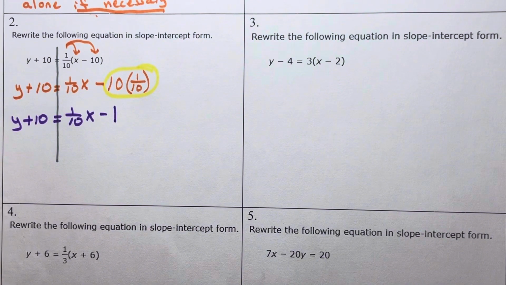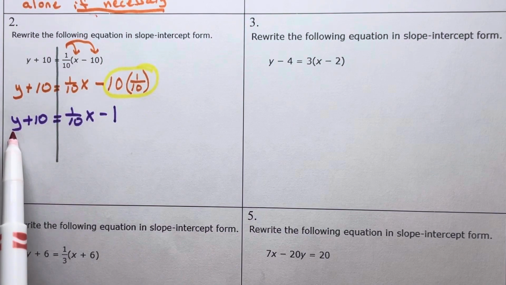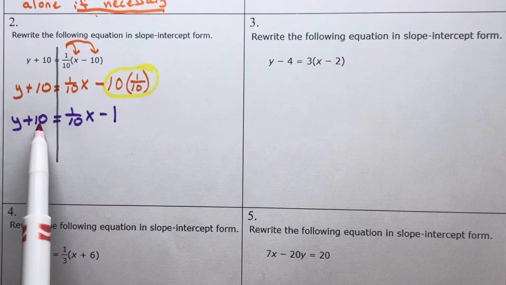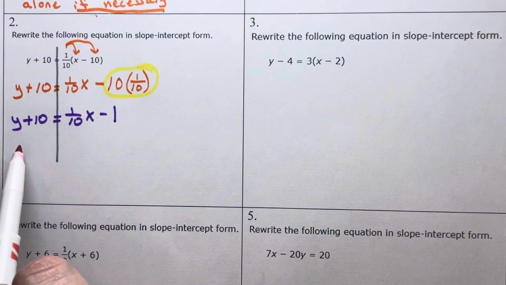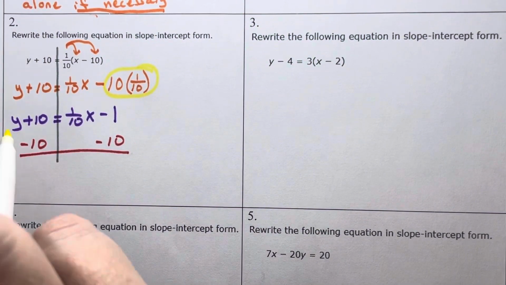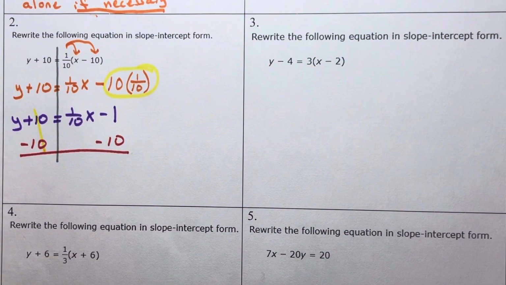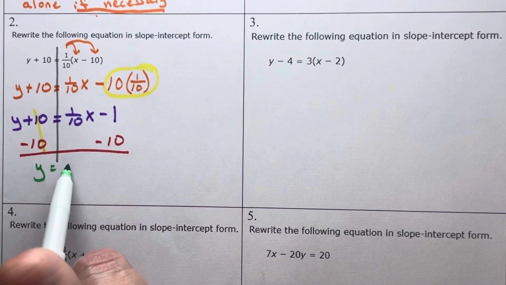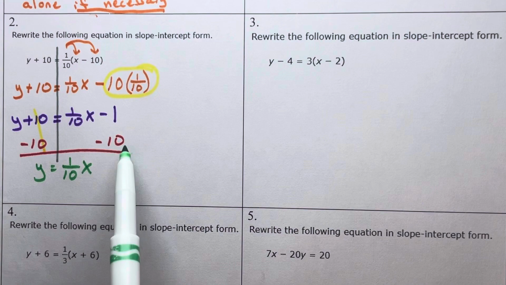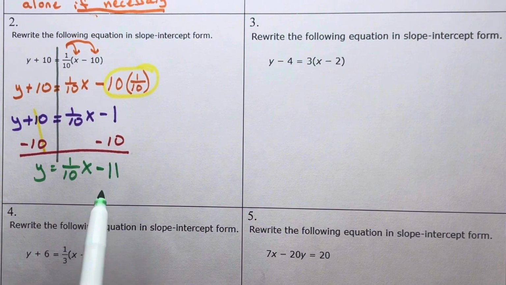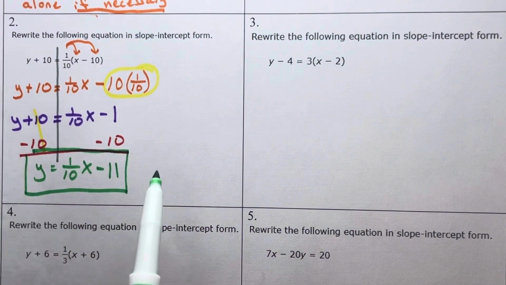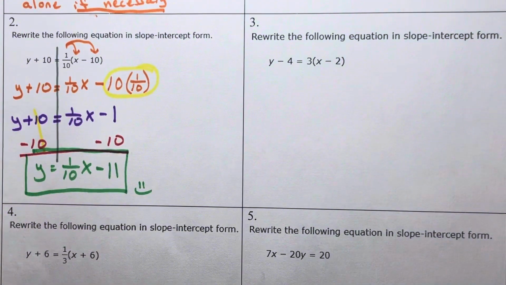Okay, so now that we have distributed through the parentheses, we need to finish this off by getting y alone, and we have a plus 10 that needs to be gotten rid of. So you do the opposite and thus subtract 10 across the river so that our 10s cancel out, leaving us with y equals 1/10 x. I have a minus 1 minus 10 more, making minus 11. So our final equation, y equals 1/10 x minus 11. And there you go.